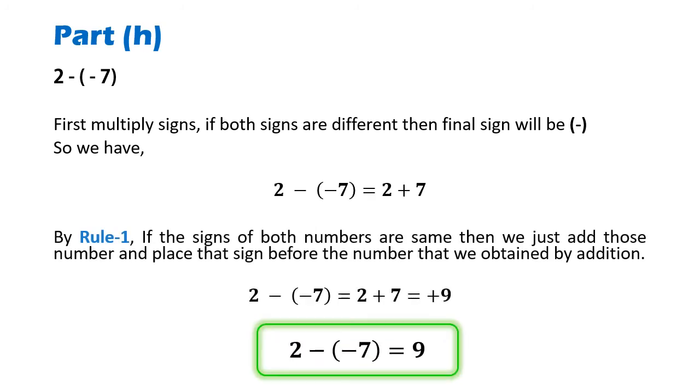Part H, 2 - (-7). First multiply signs. If both signs are different, then final sign will be minus. So we have 2 - (-7) = 2 + 7. By Rule 1, if the signs of both numbers are same, then we just add those numbers and place that sign before the number that we obtained by addition. So, 2 - (-7) = 9.